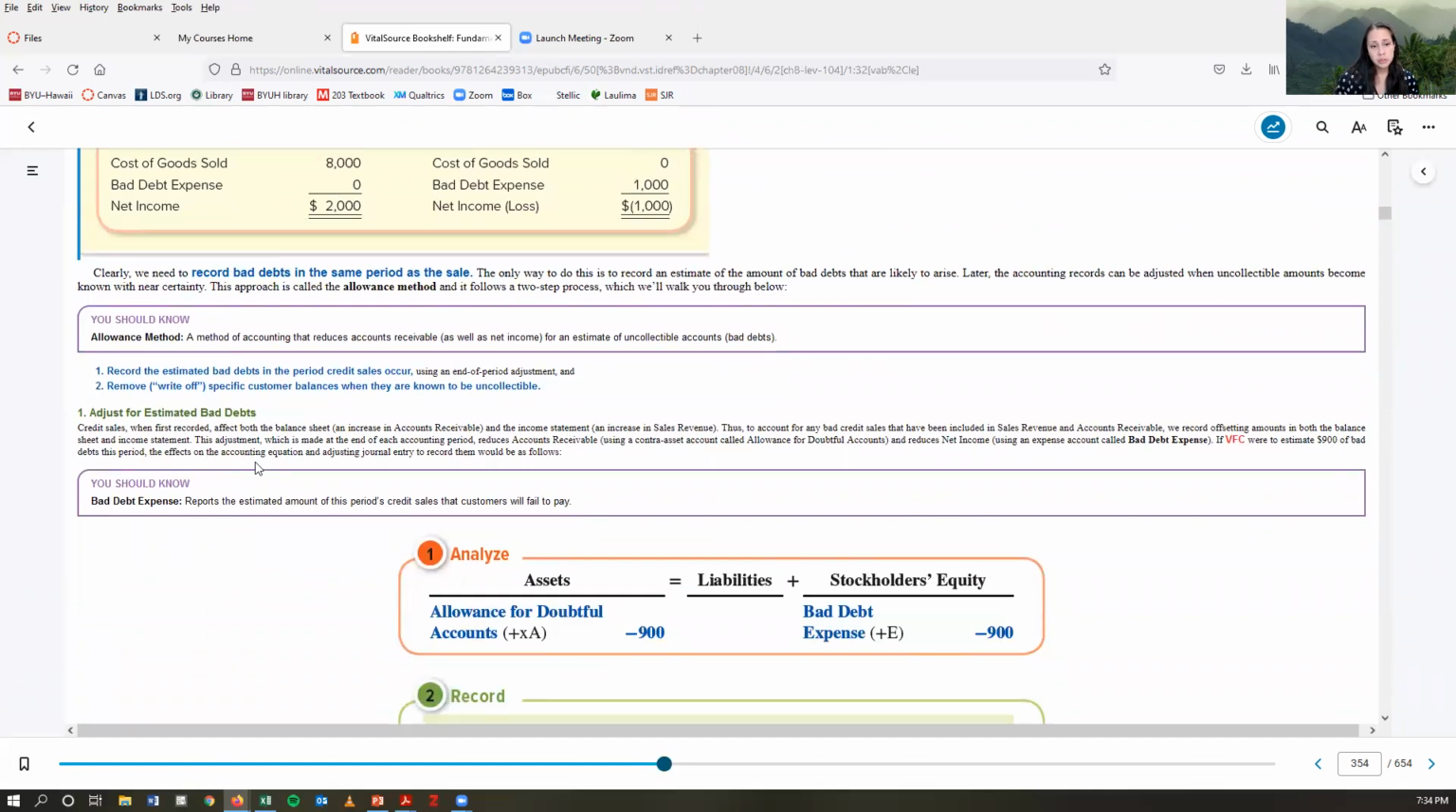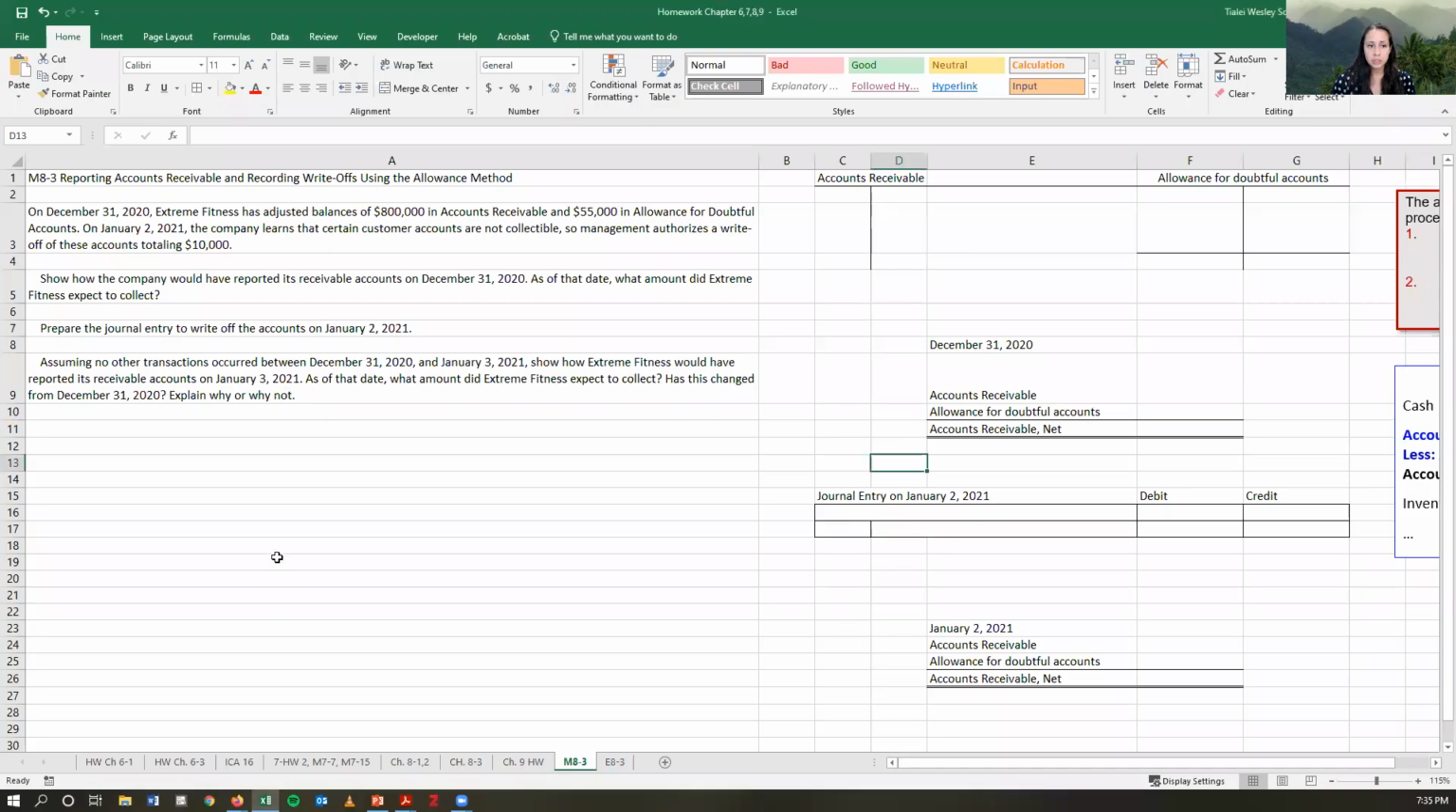And to do this, we use the allowance method, a method of accounting that reduces accounts receivable as well as net income for an estimate of uncollectible accounts or bad debts. And we can adjust the estimated bad debts. Remember, this is an estimate based on historical information, or we have two different methods for either the balance sheet method or the net income, the income statement method. So we'll get into that a little bit later. So we're going to do reporting accounts receivable and reporting write-offs using the allowance method.